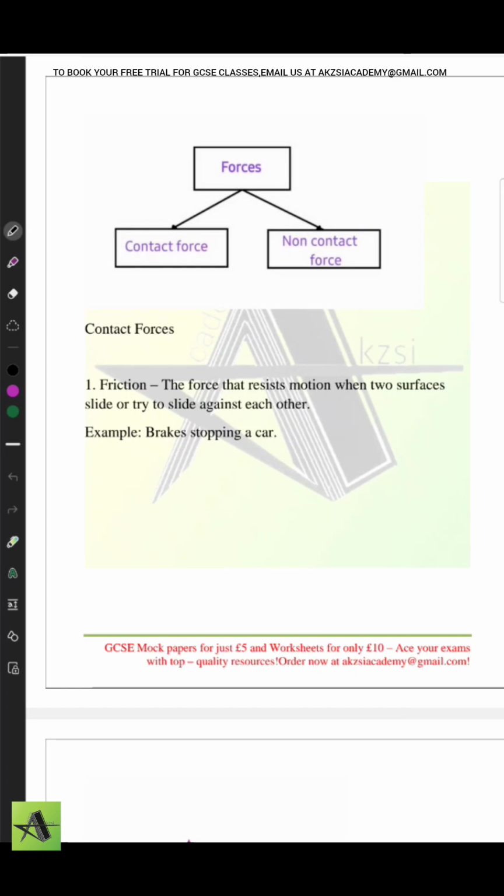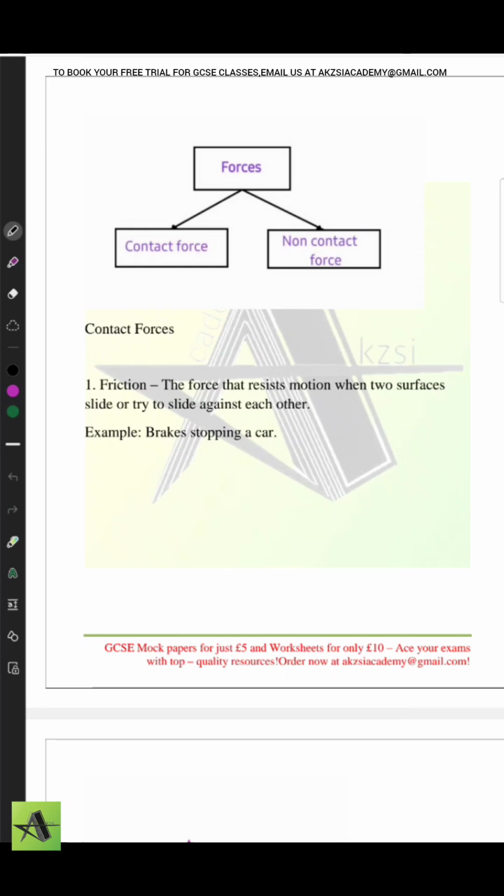Not always does the force result in pulling or pushing something. Many times it can change the shape and size, and that we will be doing in forces and elasticity. The force which results in moving something or stopping something will be here in forces and motion. So the forces are of two types: contact forces and non-contact forces.